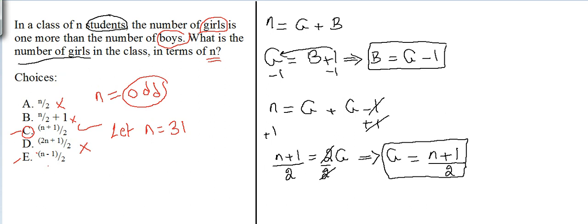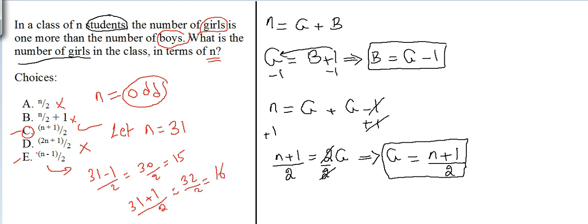Okay, let's say this one. n minus 1 divided by 2, it's 31 minus 1 divided by 2. The answer is 30 divided by 2, so it's 15. And this one is 31 plus 1 divided by 2, so the answer is 32 divided by 2, so it is 16. Okay, this will be the number of boys, and this will be the number of girls, so we can directly choose it from the choices.